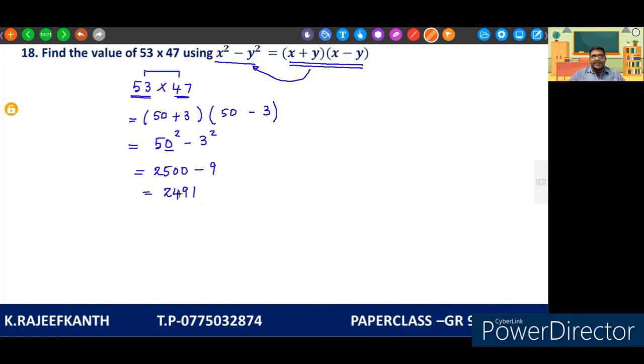2491 is the answer. So here 53 times 47. So we have to arrange this 53 times 47 in the format of x plus y times x minus y. Then we have to find the difference of that two numbers, that is 6. Then we have to find the half value of that difference, that is 3. So 50 plus 3 times 50 minus 3. Then 50 squared minus 3 squared, 2500 minus 9 is 2491.